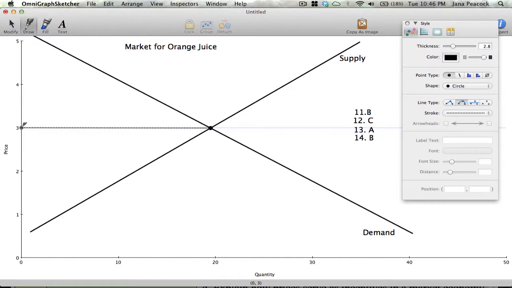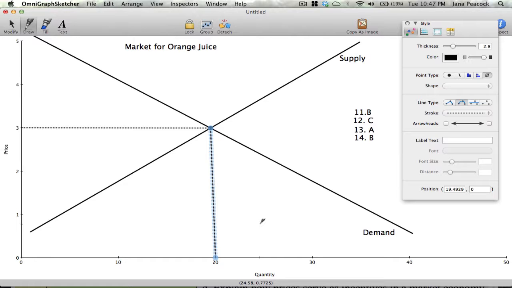So if we go out here to the price axis, you can see that the equilibrium price is $3. And if we come down here to quantity, the equilibrium quantity is 20 million gallons. So for the answer for number 11, the equilibrium price is B, $3.